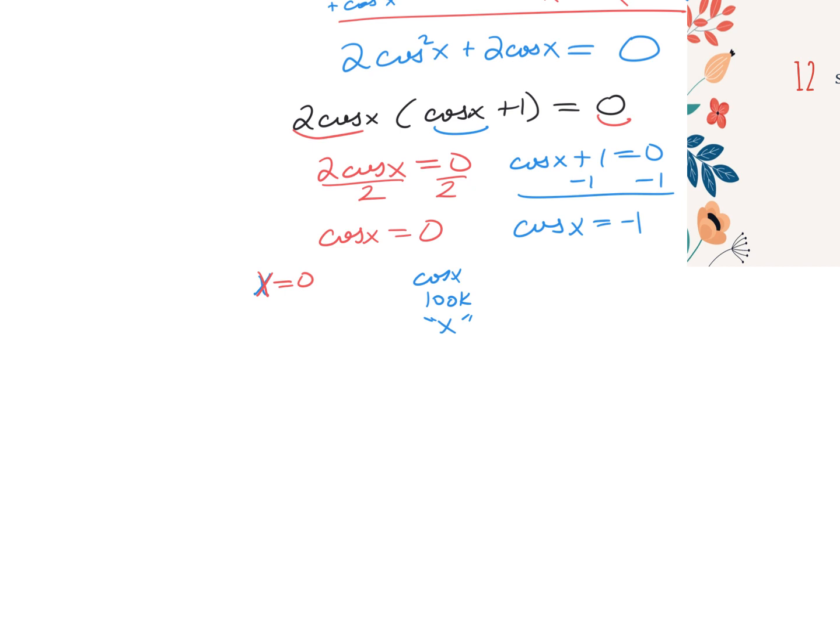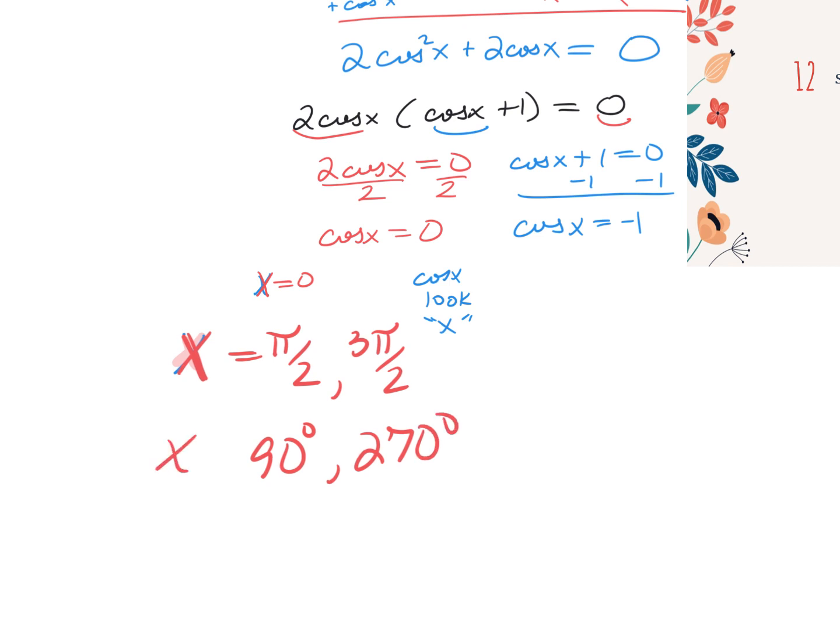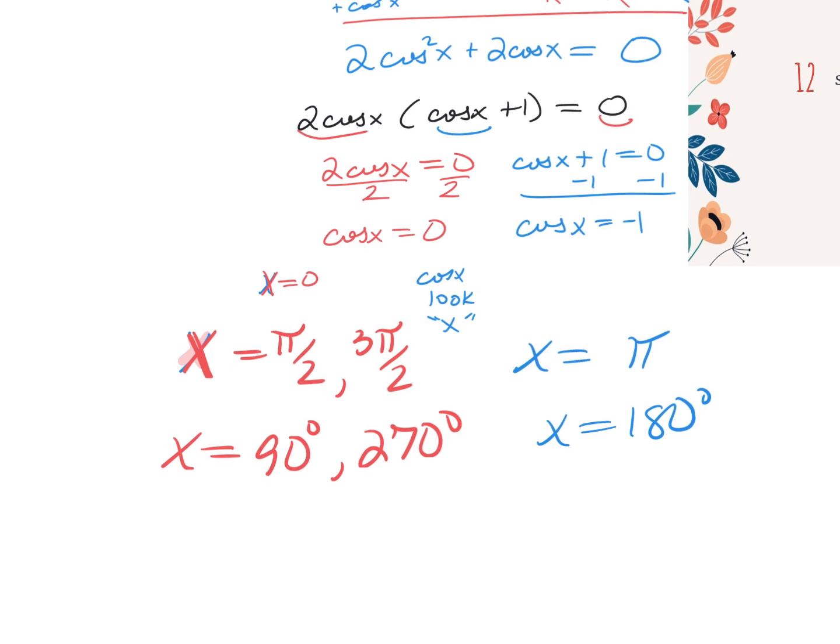So for the red one, where it equals 0 is going to be x equals pi over 2 and 3 pi over 2, this is radians. Degrees would be 90 and 270. And then over here for the blue one, where x equals -1, that's at pi and 180. Now, it said to check for extraneous solutions. This is how we check.